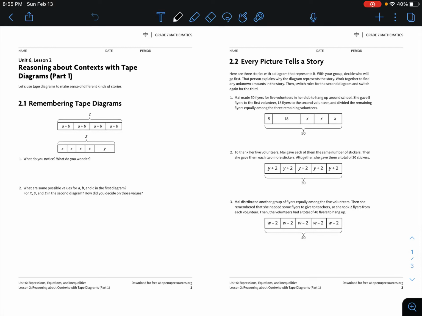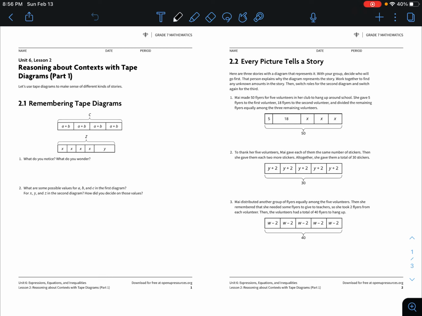Right, here we're getting back into solving equations. So we do have variables here. We're just going to use tape diagrams, look at them and tell the story from those tape diagrams, and then be able to produce our own. So we're using Open Up Resources here for grade 7, Unit 6, Lesson 2.